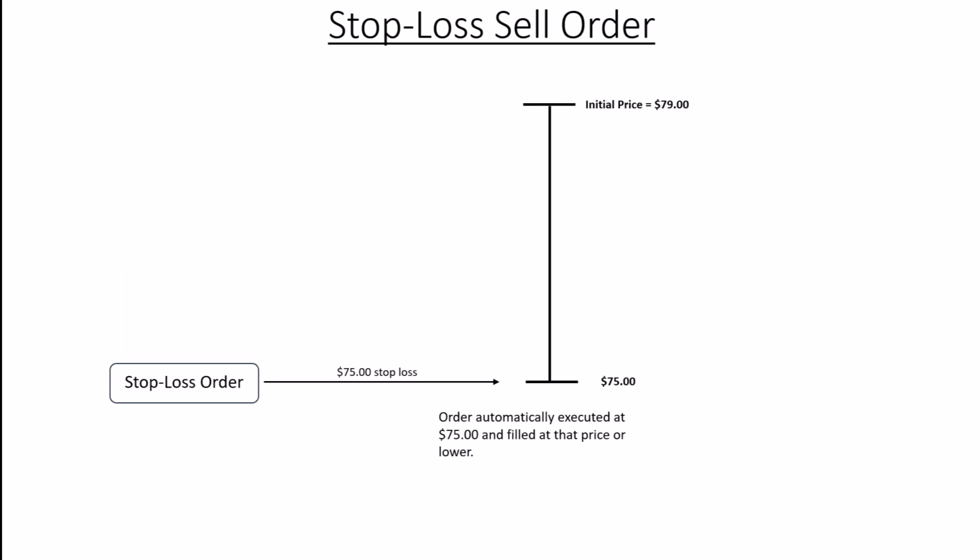Now the next one is a stop loss sell order. What is the stop loss sell order? Let's say the initial price of a stock is $79. Now, you want to protect yourself from a falling stock price. You determine at $75 you want to get rid of this stock. For that, you would route a stop loss order at $75. This order will automatically be filled once the stock falls to $75 or lower.